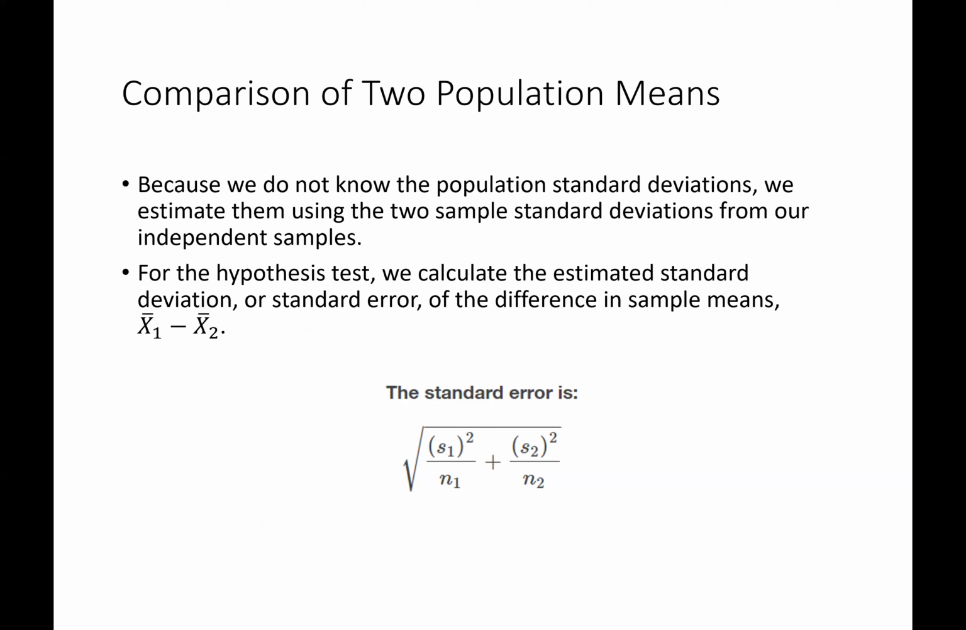For the hypothesis test, we calculate the estimated standard deviation or standard error of the difference in the sample means x bar sub 1 and x bar sub 2. The standard error is calculated as follows. It's the square root of the standard deviation of the first sample squared divided by its sample size, plus the second group standard deviation squared divided by its sample size. Right? So that is the standard error of the mean for independent samples, comparing two independent samples.